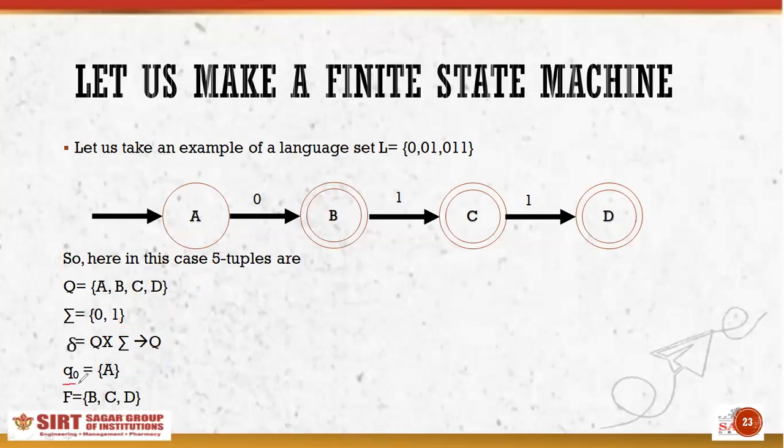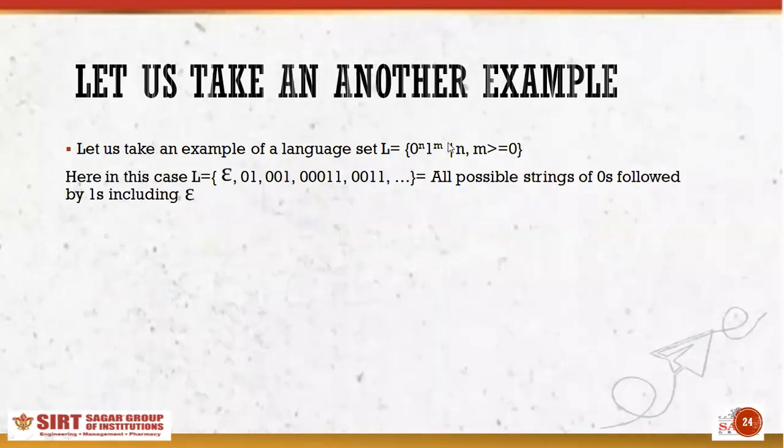Now talking about Q naught, the initial state here is A, so I've written A here, and final states B, C, and D, all three are the final states, so I will write them here in set F. So in this way I will understand what are the tuples of a machine.